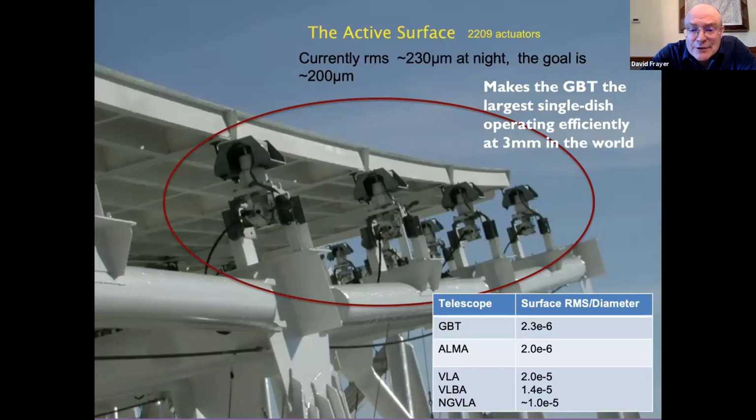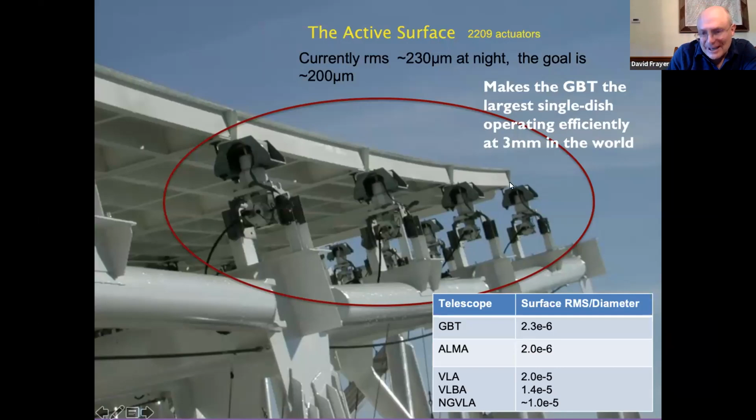I mentioned the active surface. Here's just a picture of the actuators. It's too bad you guys aren't here. We take you up on the telescope. You get to see this up close and personal. But this is just a picture on the edge of the dish. The dish is this way going that way. And this is just one edge.